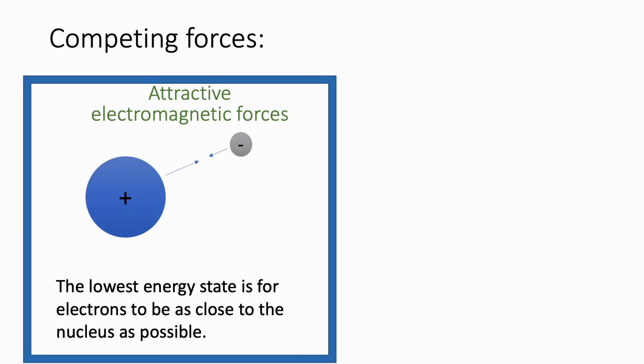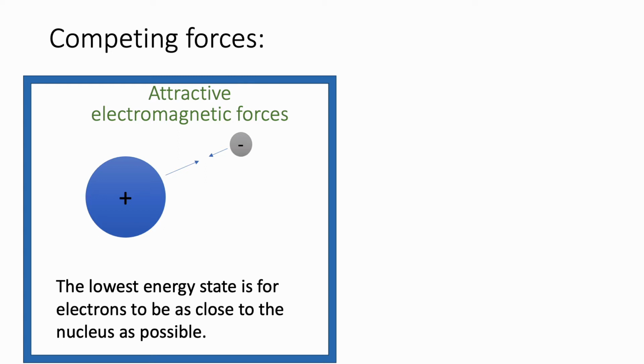In order to understand this, we need to talk about two competing forces acting on electrons. And these are both tied into the electromagnetic force, which acts on charged particles. So the first force that we're going to talk about is an attractive electromagnetic force, because you have a negatively charged electron and a positively charged nucleus, and those are going to be attracted to each other, so the electron is going to be pulled towards the nucleus.